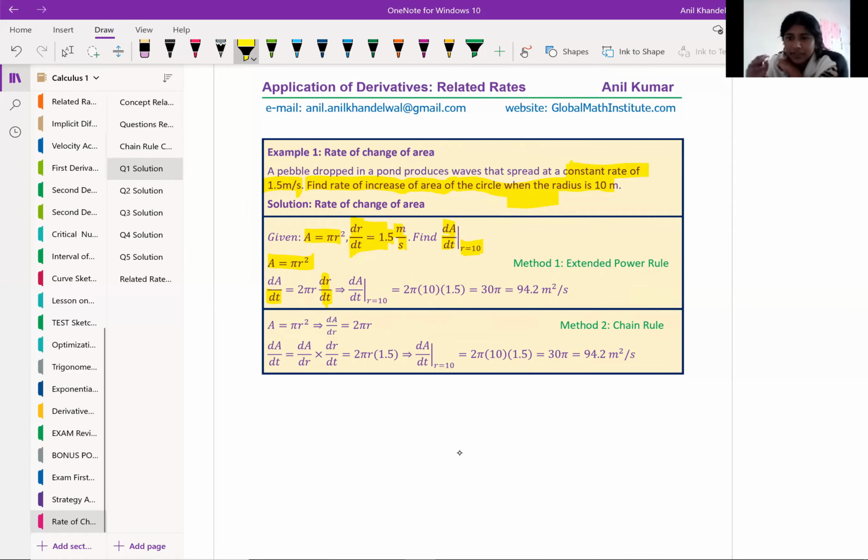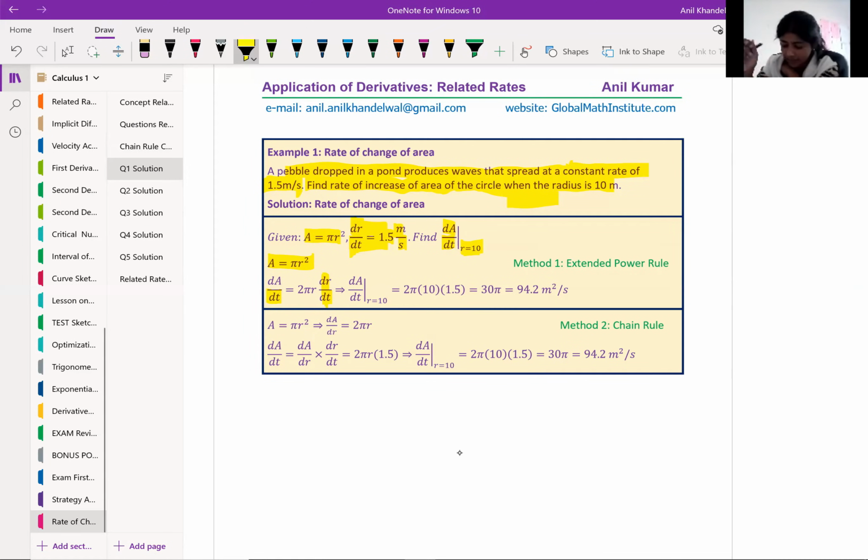How do you know that the 1.5 meters they're talking about is the radius? Because it is given in the question. It says a pebble dropped in the pond produces waves that spread at a constant rate of 1.5 meters per second. When a circle is spreading, what spreads is the radius. You could write radius as x, it doesn't matter. It is whatever variable you choose.